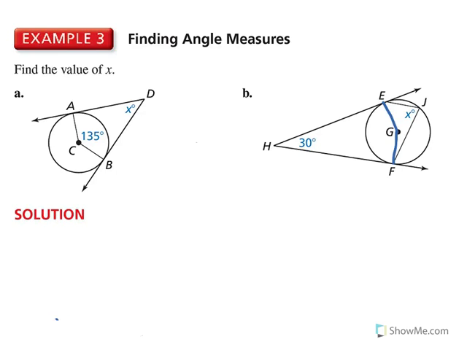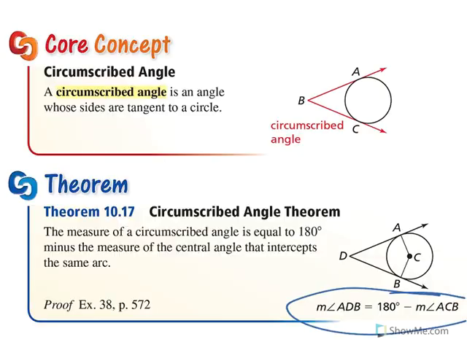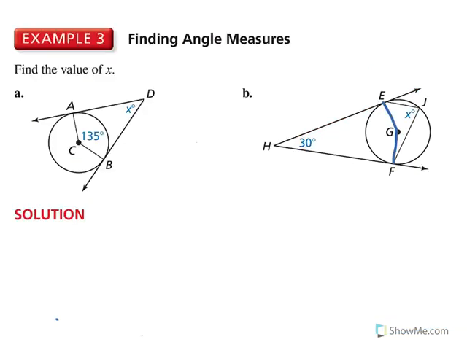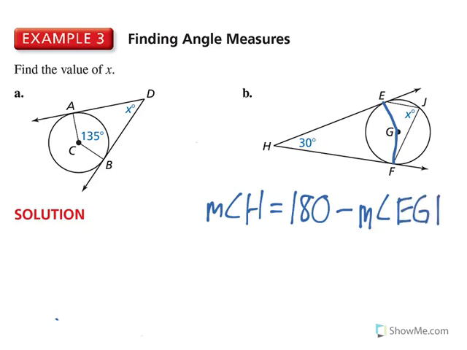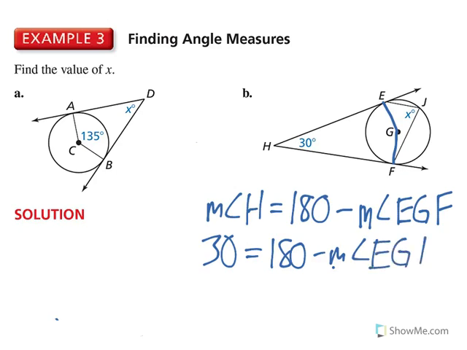It has a vertex of G that's in the center of the circle, and it goes out to the two points of tangency. And so from the theorem that we just had, we do 180 minus the central angle would be equal to the external angle. And so if I just fill in that formula, the measure of angle H would equal 180 minus that central angle, which in this case is the measure of EGF. And so if I just plug this in, I know this one's 30. So I get 180 minus the measure of EGF again.